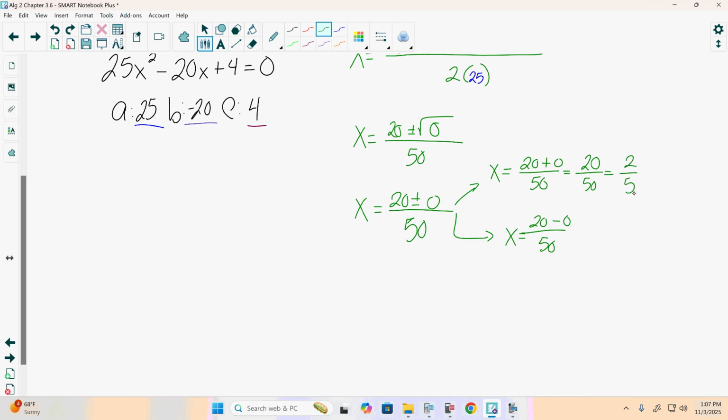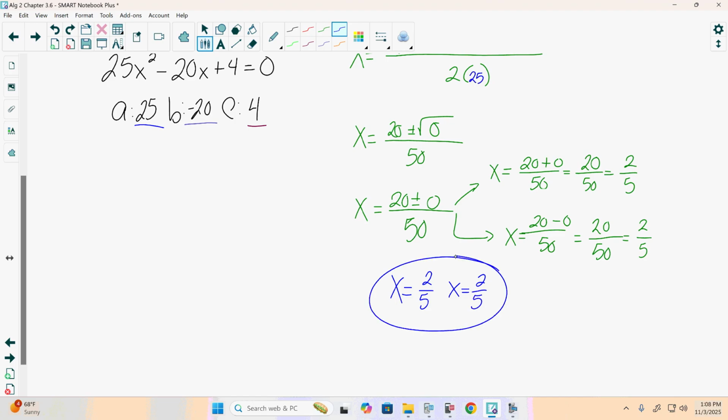20 over 50, 20 divided by 50 will reduce to 2/5 or 0.4. We also have to do 20 minus 0 over 50. Well, 20 minus 0 is still 20. 20 over 50 reduces to 2/5 again, telling us that x is equal to 2/5, or x is equal to 2/5. We have two solutions, they're just the same solution. We only have one unique solution for this here.